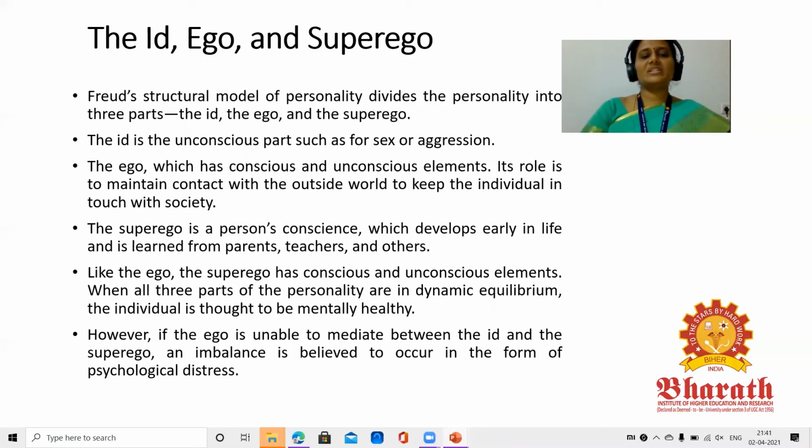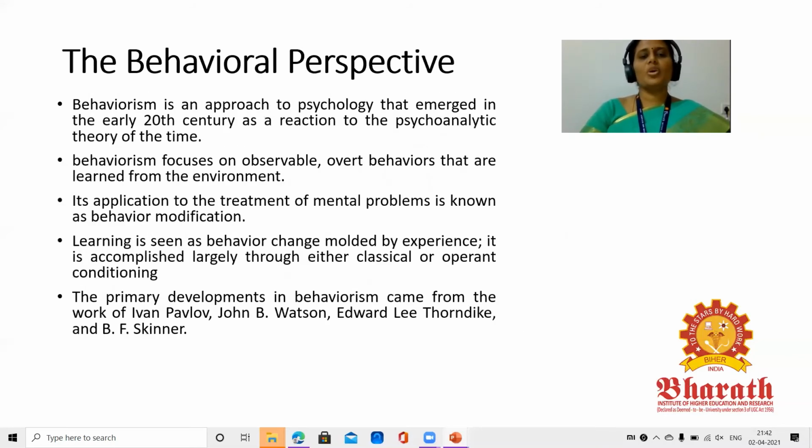If all these personalities are in dynamic equilibrium, then the individual is thought to be mentally healthy. However, if the ego is unable to mediate between the id and the superego, then we can say that the person has an imbalance or some psychological distress. Next, we'll move on to the behavioral perspective.